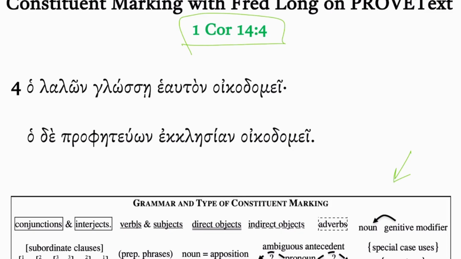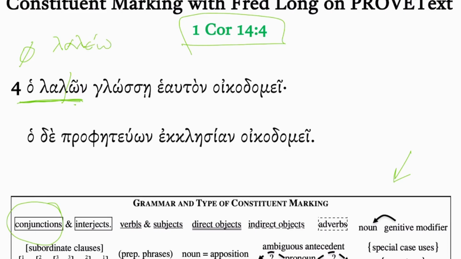So we're looking at 14:4 of 1 Corinthians, and one thing I'm noticing is that there is no initial connector. I have nothing to put a box around, okay? So what I see instead is a nominative, masculine, singular article, and then I'm looking at lalon. Now, lalon, I'm going to single underline with the article. This is from the verb laleo.